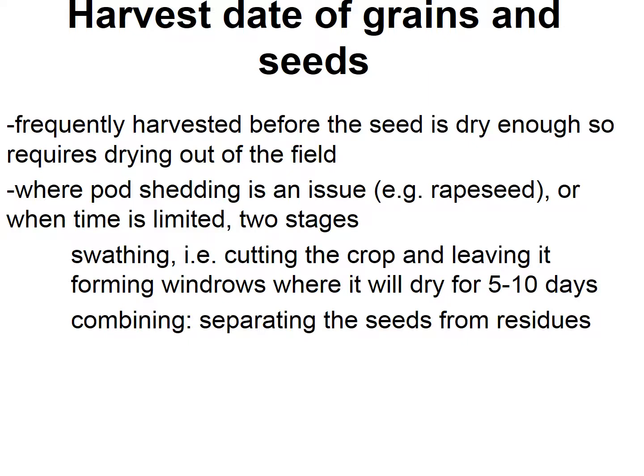In those cases where pod shedding is an issue, for instance in rapeseed, or when the time for harvest is limited, the harvest might be performed in two stages. The first is swathing. In other words, cutting the crop and leaving it forming windrows where it will dry for between 5 and 10 days or even more. After that, when the cut crop is dry enough, we will combine, and that will separate the seeds from the residues.